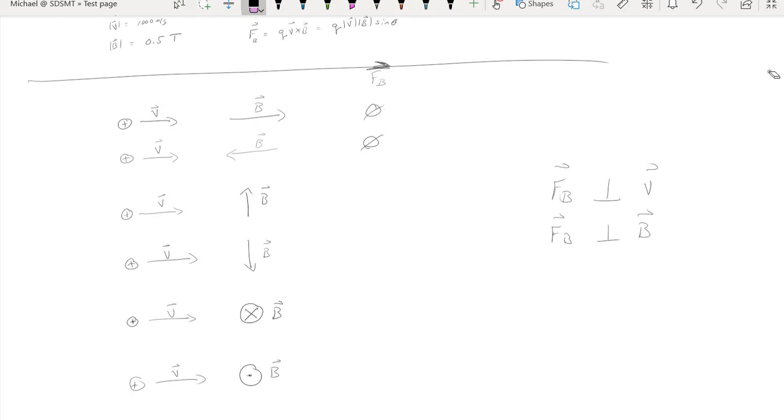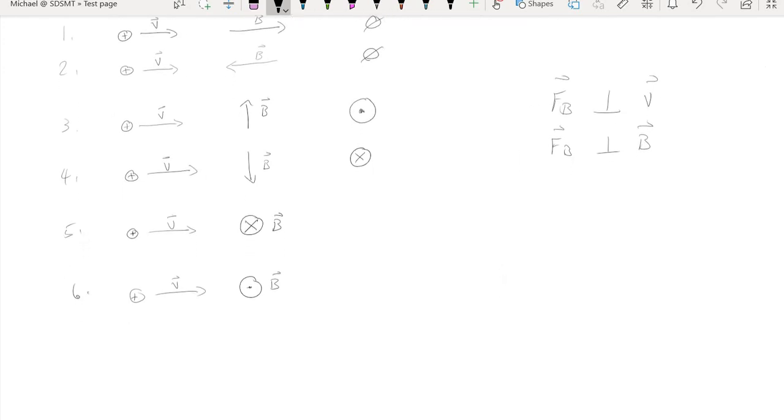We'll go ahead and list out these combinations here. So for combination number 3, the resulting direction of the magnetic force is going to be out of the board. For case 4, the resulting magnetic force will be into the board. Now, again, we'll talk about how I'm getting these answers in a moment.